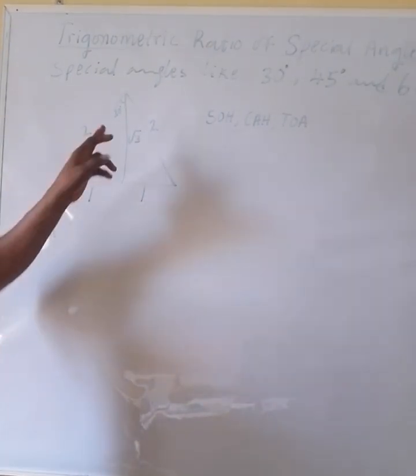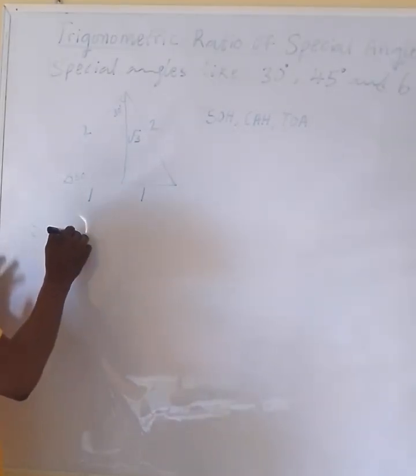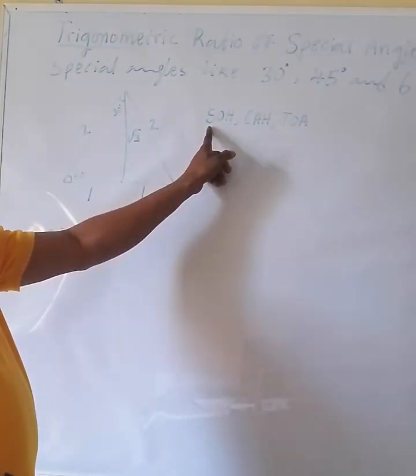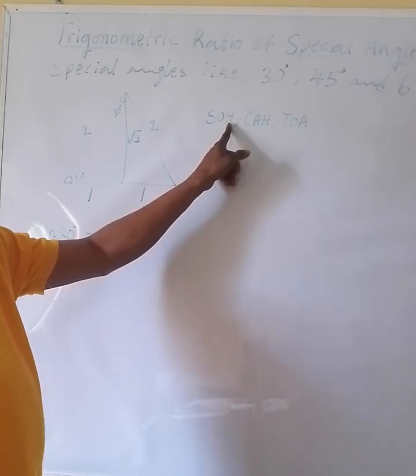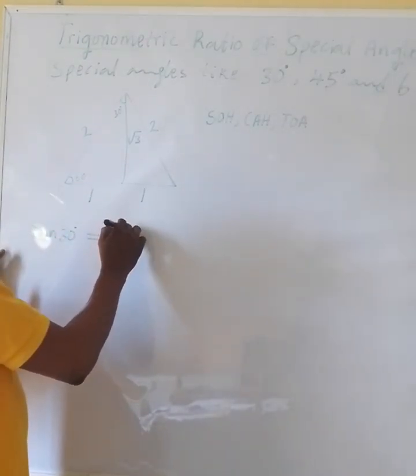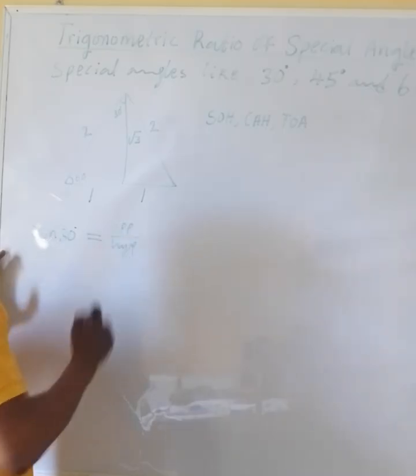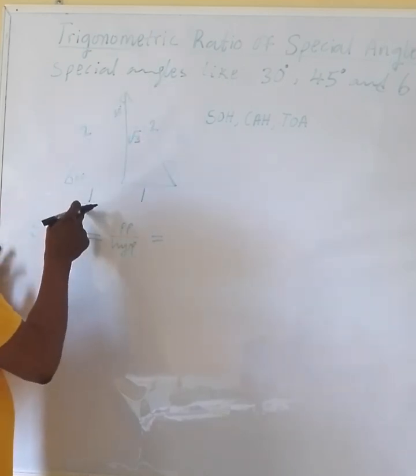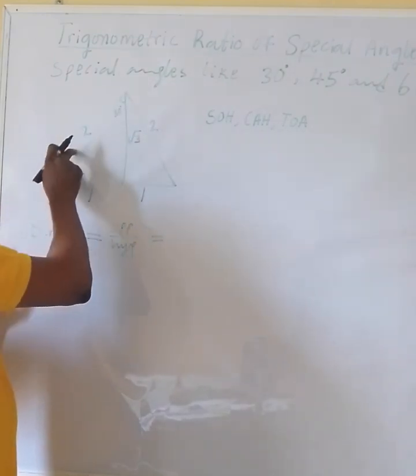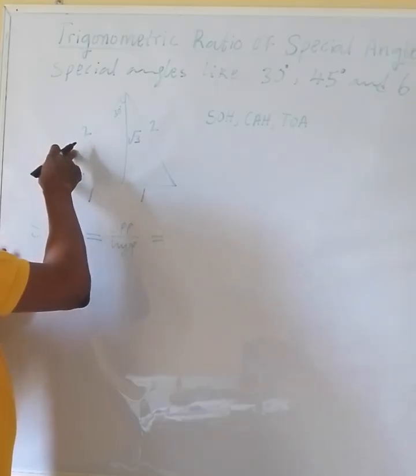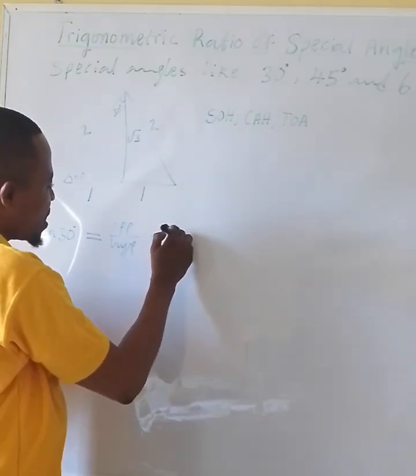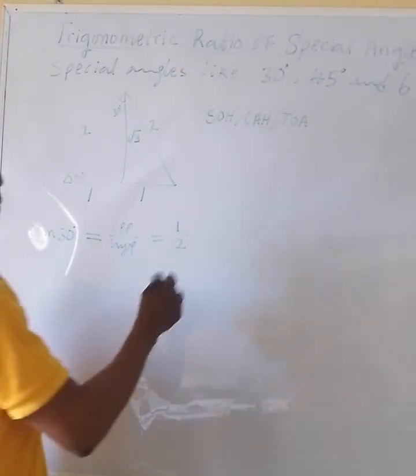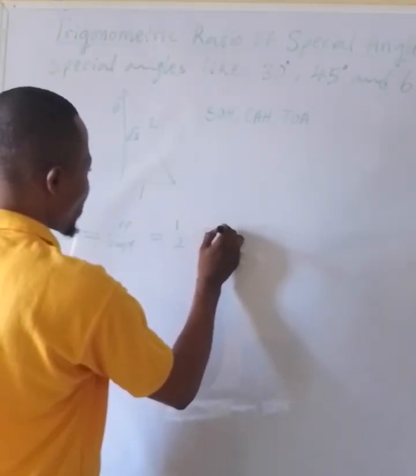Now let's start with sine 30 degree. They ask to find sine 30 degree. Sine equals opposite over hypotenuse. Are we together? This is sine 30, this is the opposite to it, which is 1. This is the hypotenuse, which means the longest side. So it will be 1/2. So sine 30 degree equals 1/2, and when you press your calculator, it will give you 0.5.